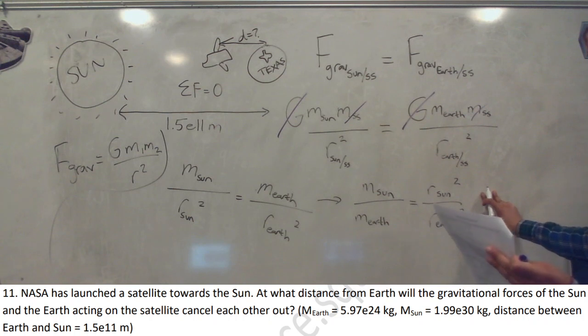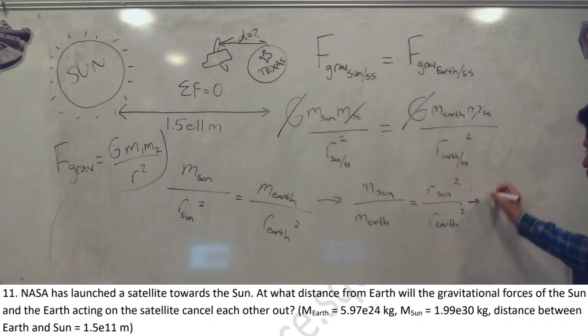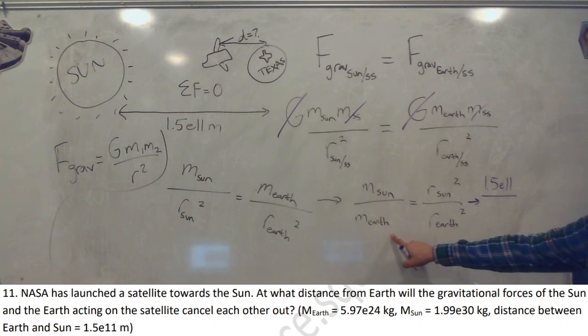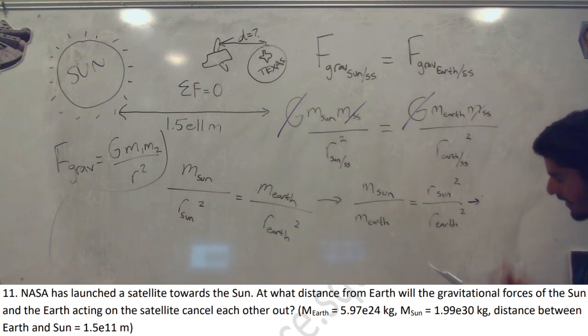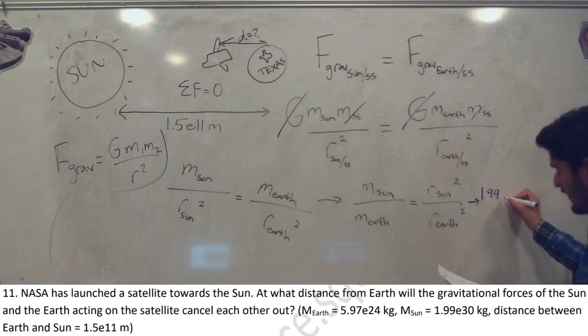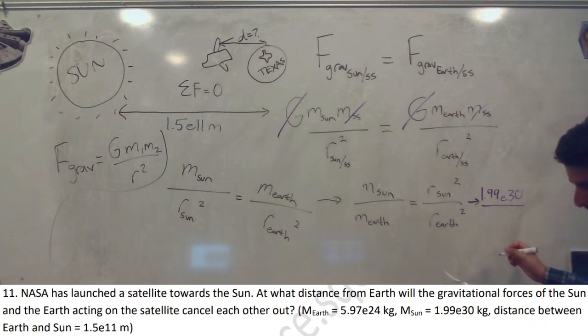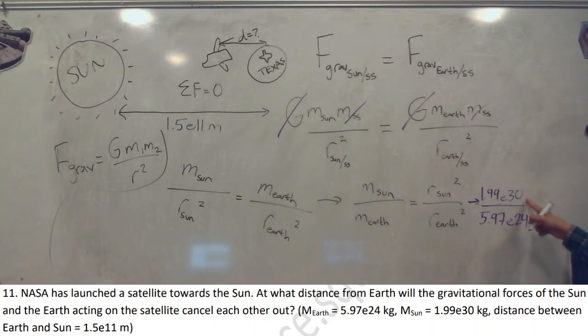So mass of the sun, they tell us, is 1.5 E11. So 1.5 E11 divided by the mass of the Earth, which they tell us is, oh, that is not, I apologize, it is not 1.5 E11. That is the distance between the sun and the Earth. They tell us the mass of the sun is 1.99 E30, which is a giant value, by the way. Then we divide by 5.97 E24, which is much less than the mass of the sun, and all of that is equal to radius of the sun squared over radius of the Earth squared. And if you were to figure that out, you should hopefully get, and let me see if I got this right.